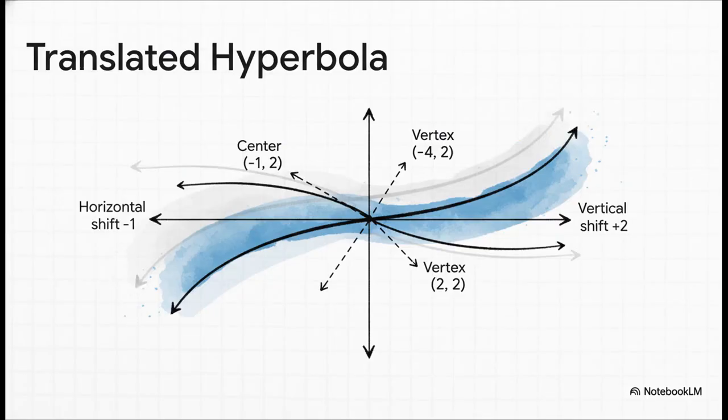So what about shifting the whole thing off the origin? It's exactly what you'd expect. First things first, find the center. Look at the x plus 1 and the y minus 2. That tells us our new center, our h comma k, is at negative 1, 2. And from that point on, everything is based on that new center.